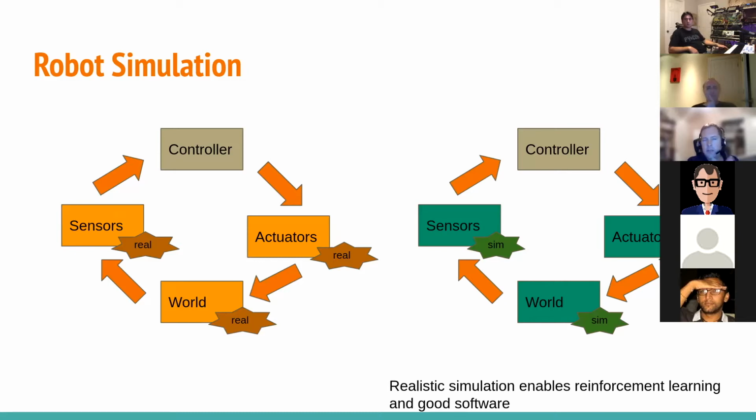So your controller can be composed of many different pieces of software that are all communicating. But at some point, they have to sense the world and control some actuator. And we can replace these components with simulation components. And then we can simulate a robotic system and have it learn about things in its simulated world.